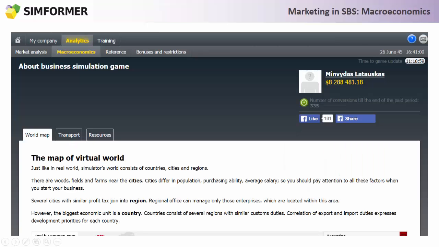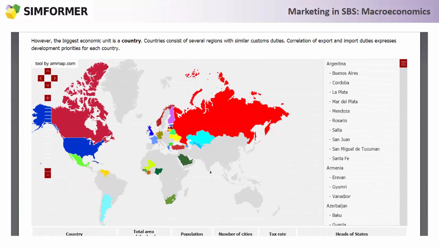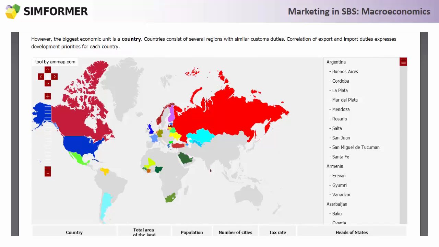And first of all, let's analyze the global market that is available in Simformer business simulation. We have over 33 countries and over 300 different cities. And actually, all these cities and countries have different populations.